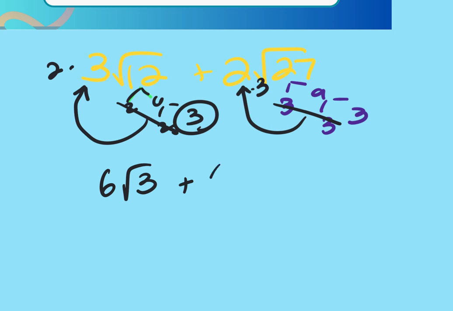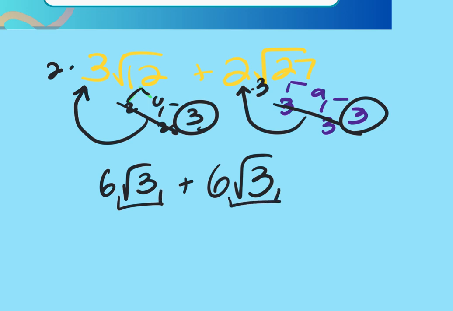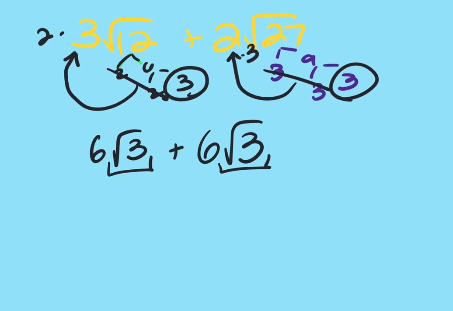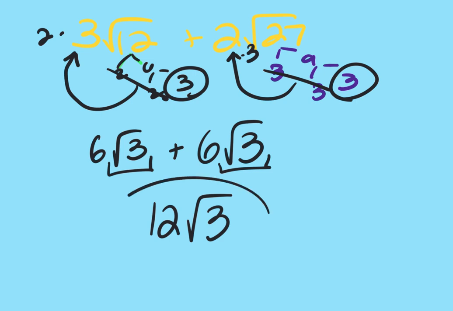Multiplied by what's there, I get 6. And the 3's left under, so it stays under the root. And now only because these are both root 3 can I add them. It has nothing to do with the number on the front. It has to do with the fact that they both have to be square roots and they both have the same number underneath. So I add the 6 and the 6, I get 12 root 3.